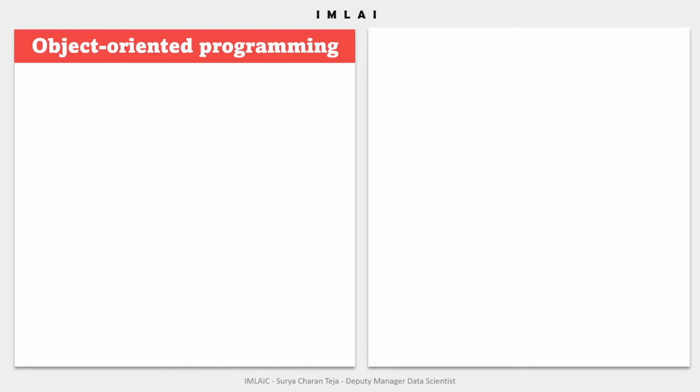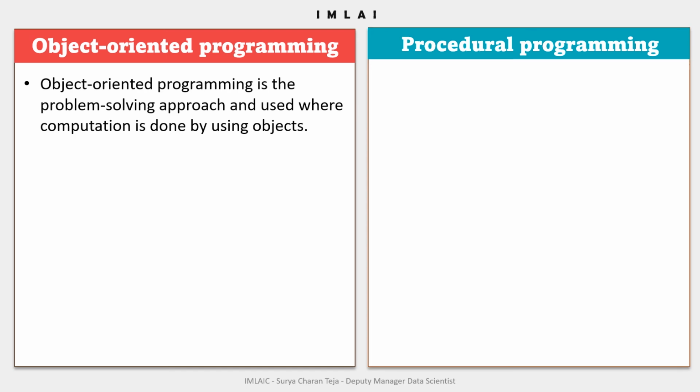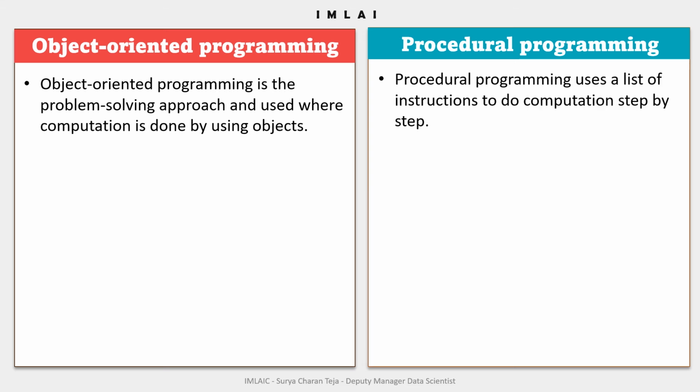So basically, we have two types. One is object-oriented programming, and the other one is procedural programming. Object oriented programming is a problem solving approach where computation is done by using objects, whereas procedural programming uses a list of instructions to do computation step by step.